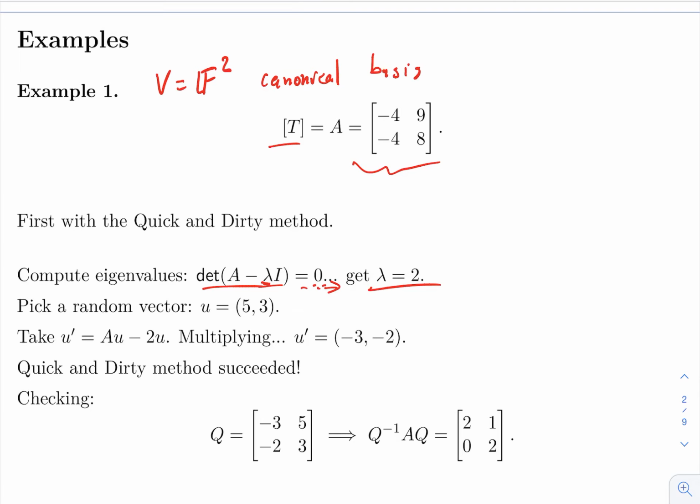How was it? You pick a random vector. I picked this one. It's pretty random, 5 and 3. And now what we do with this, we take u prime to be N, which is A minus lambda times the identity, applied to the vector. So you compute this, and you get this other vector. Finished. You found two vectors. So you have successfully found two vectors. They are linearly independent, so the quick and dirty method succeeded.